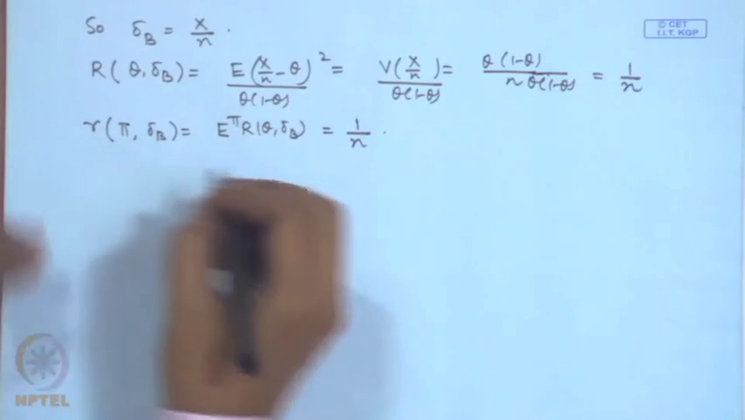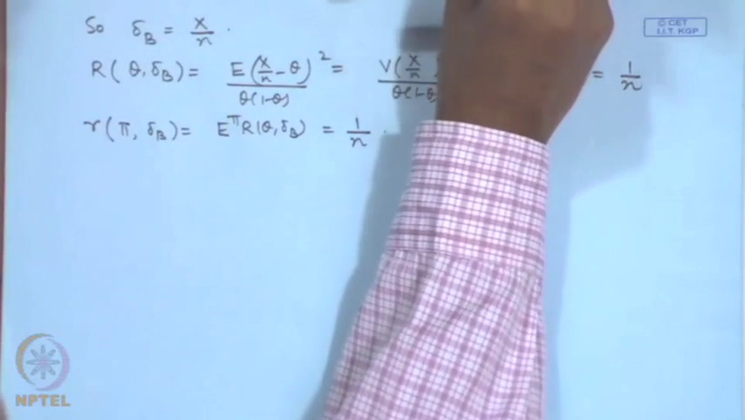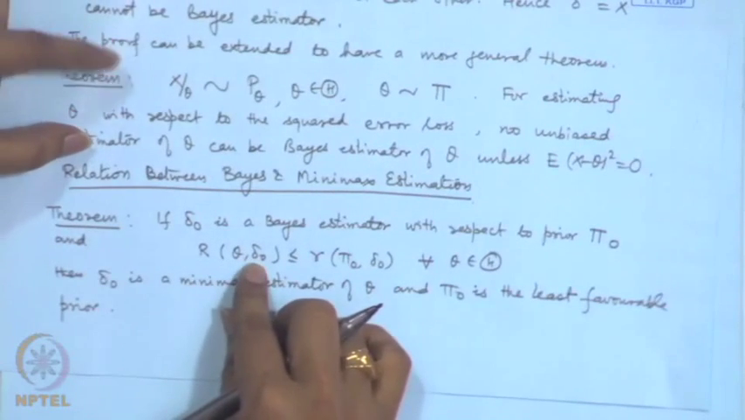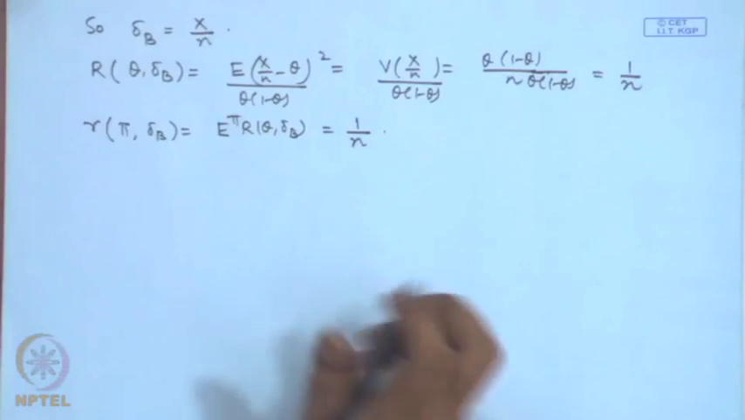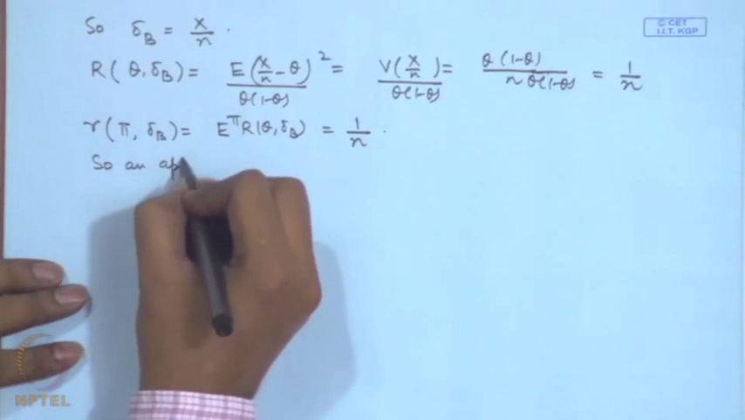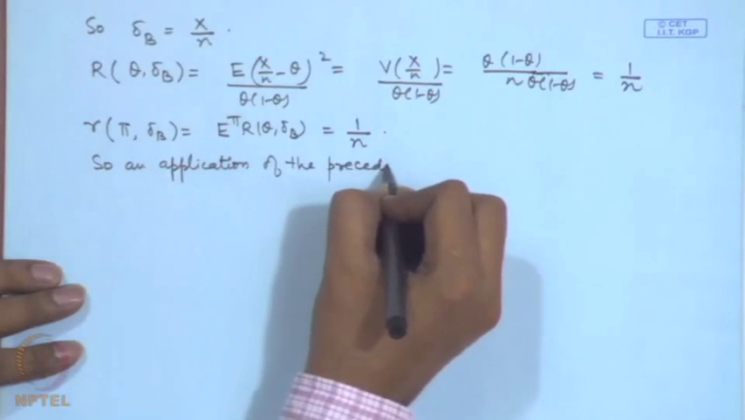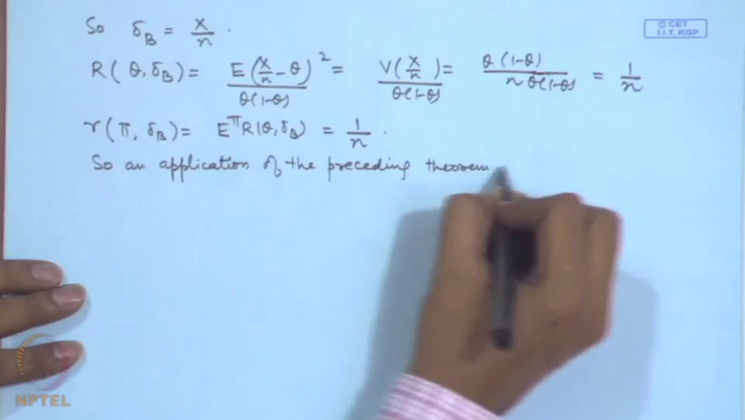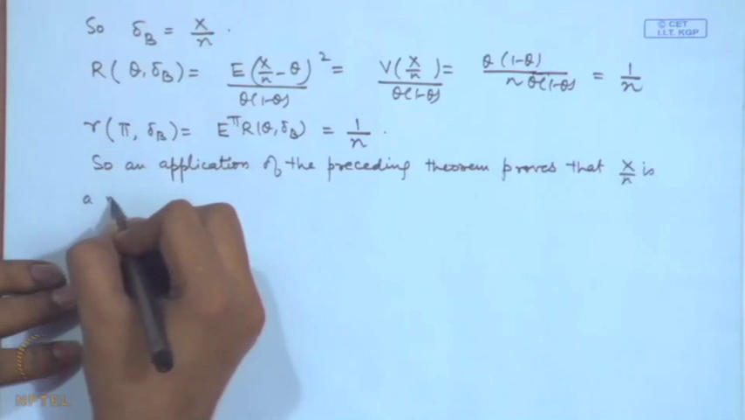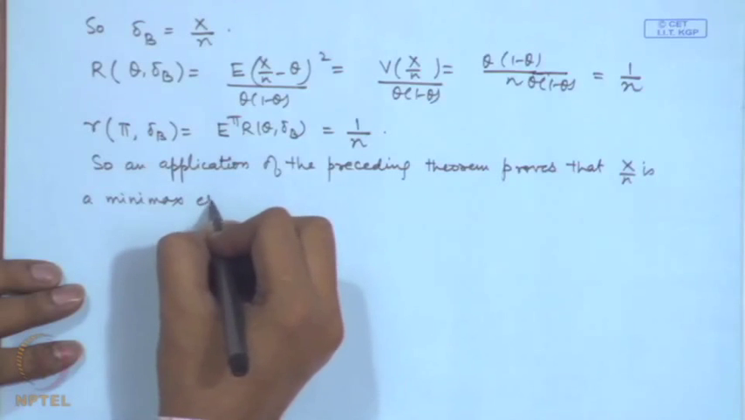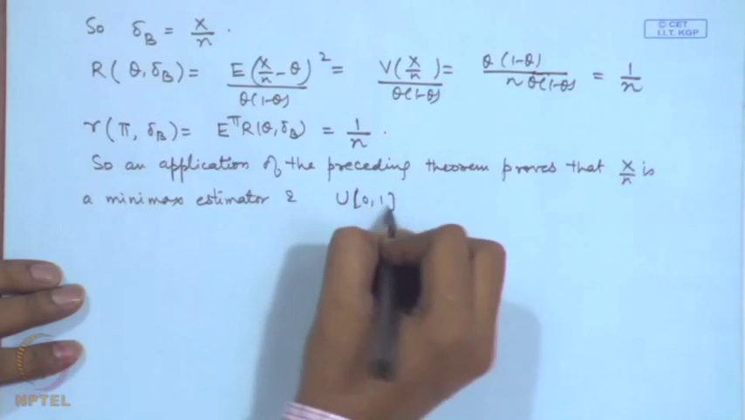So, if we look at the theorem that I gave here, in this result we have r theta delta naught equal to 1 by n, and r pi naught delta naught is also equal to 1 by n. So, an application of the preceding theorem proves that x by n is a minimax estimator and uniform 0 1 is the least favorable prior.